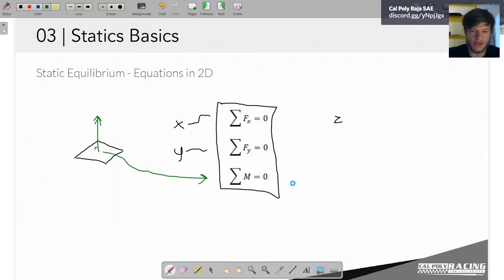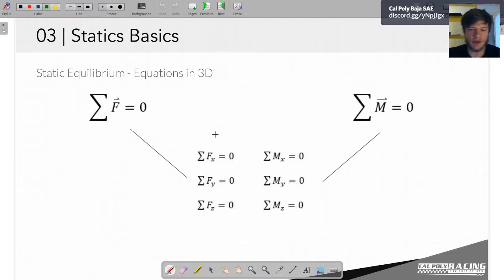But in 3 dimensions, we now have a bunch of equations. In 3 dimensions, because we have 3 planes, I like my planes in black. So we have an xy plane, a yz plane, and an xz plane.